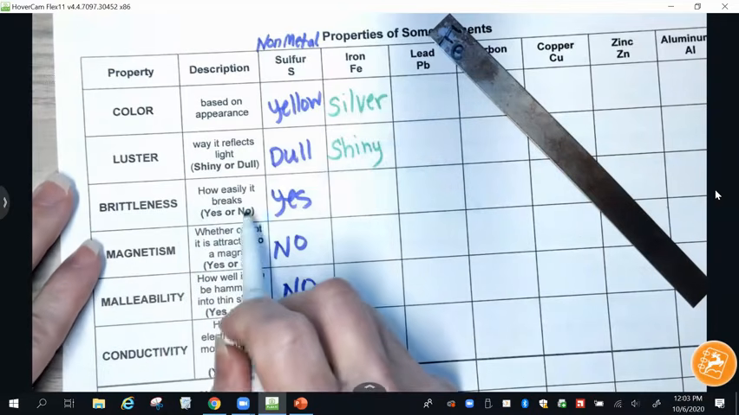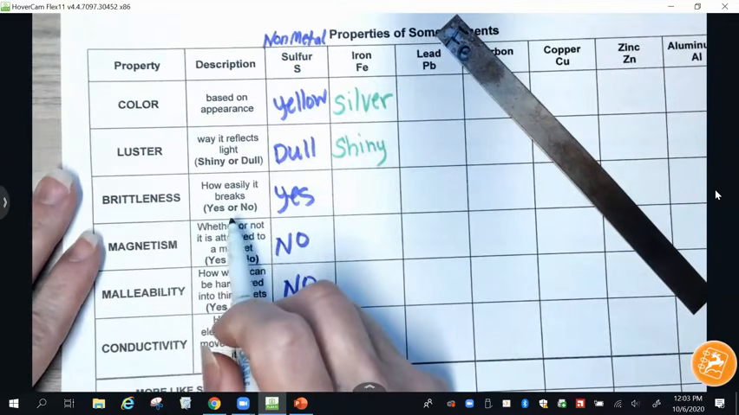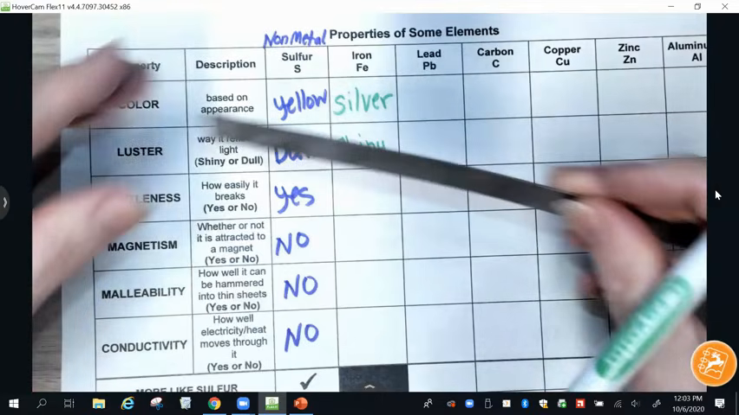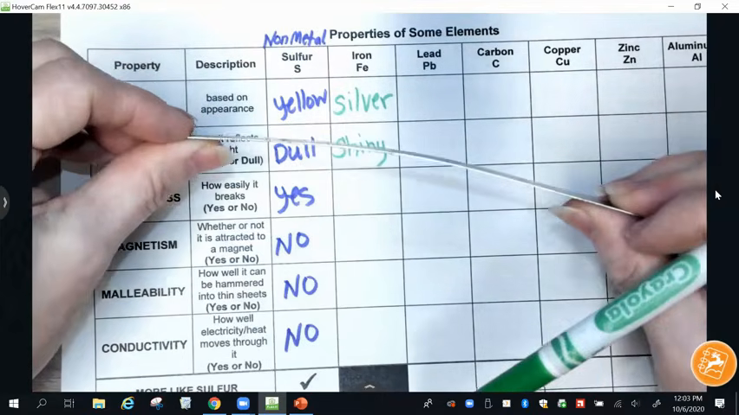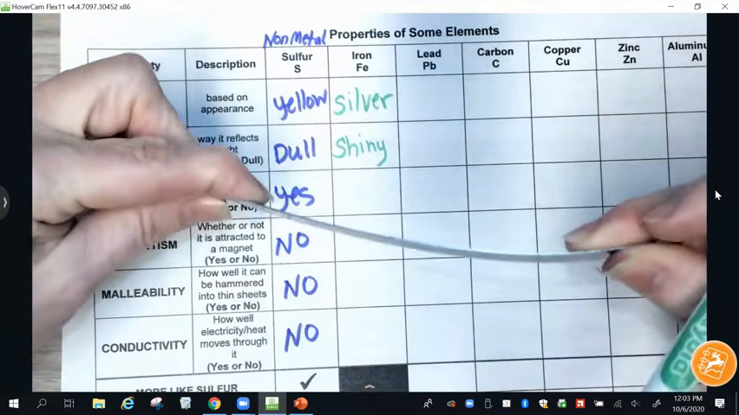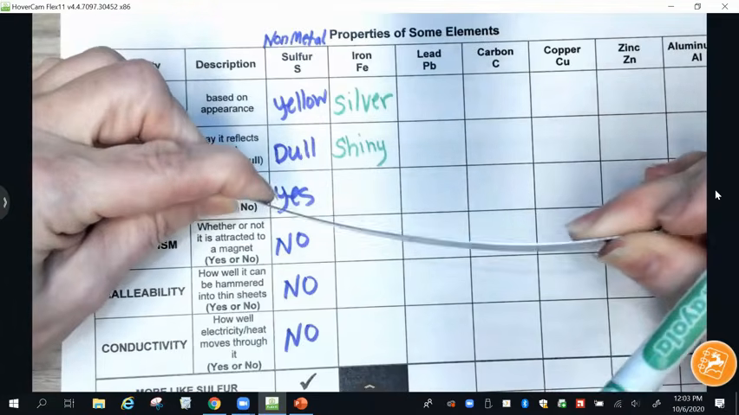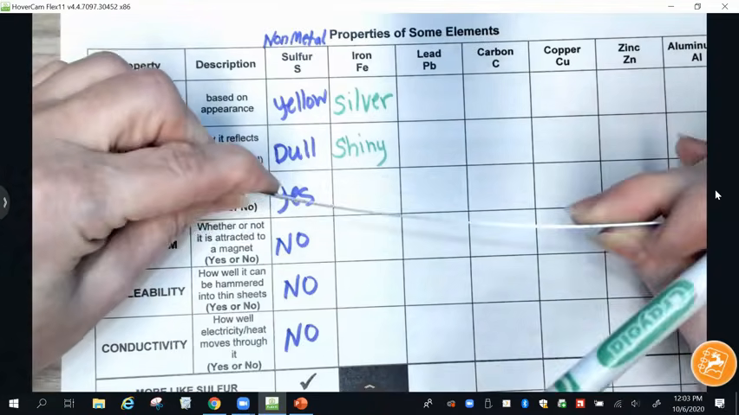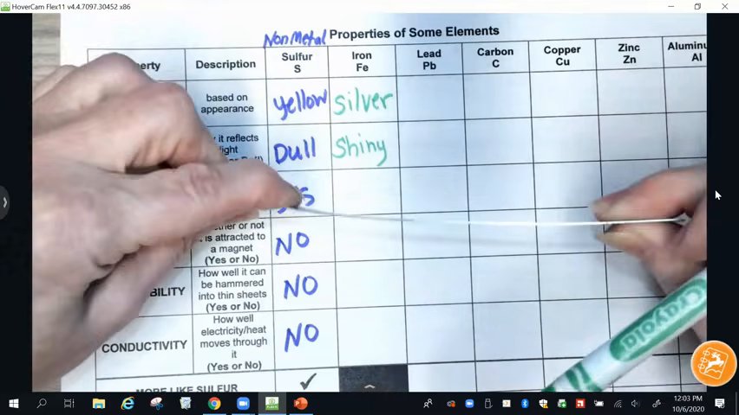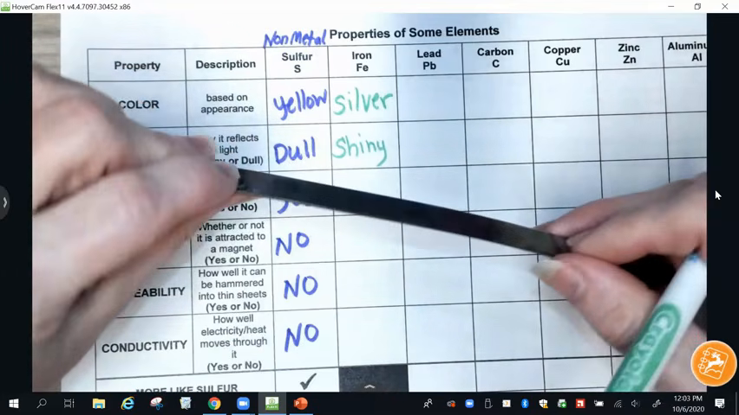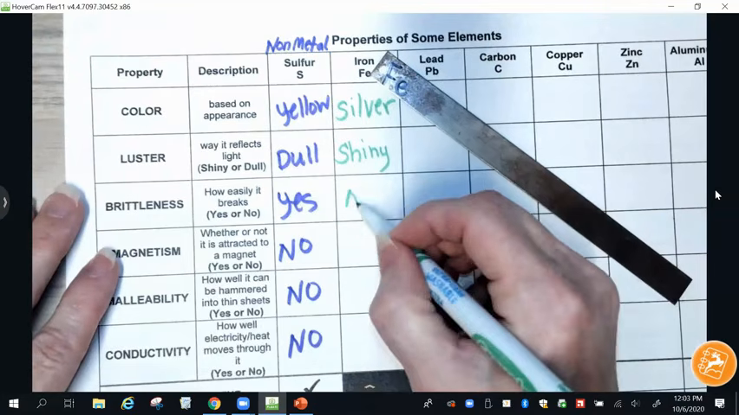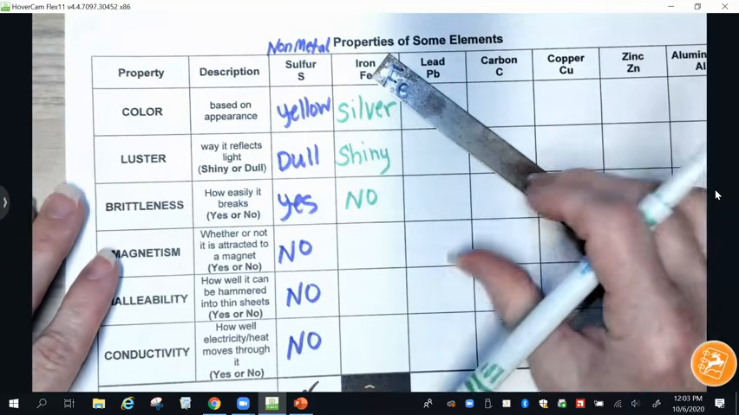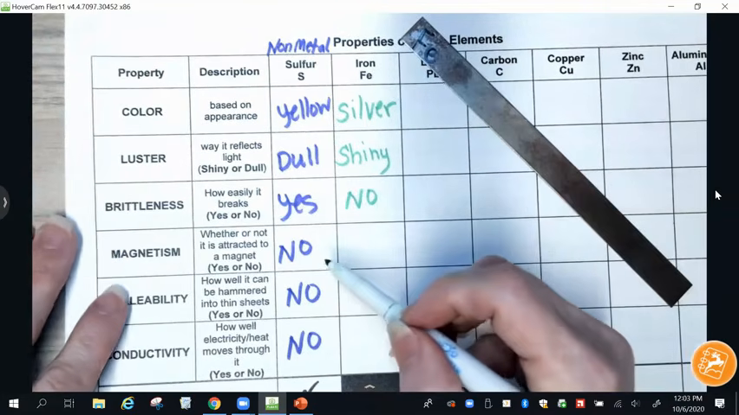For brittleness, how easily it breaks. So is it brittle? Well, wait. Look at this. I can bend it. If it was brittle, would I be able to bend it without it breaking? No. So if I can bend it, it's not brittle. So we're going to say no. It's not brittle.